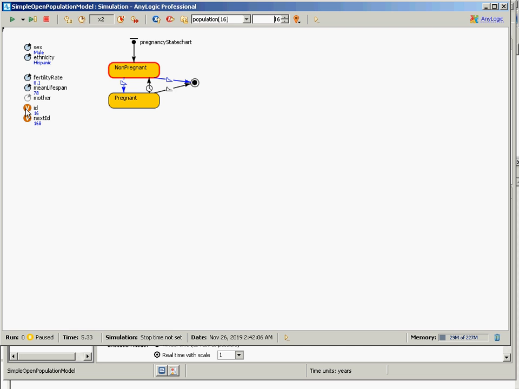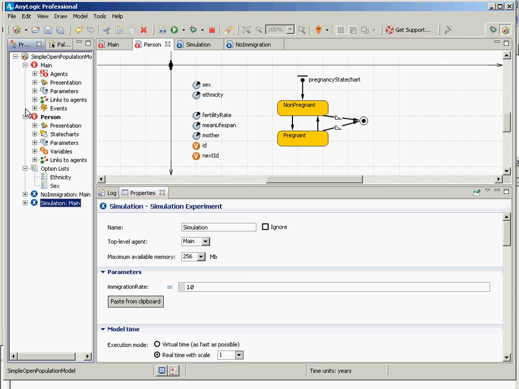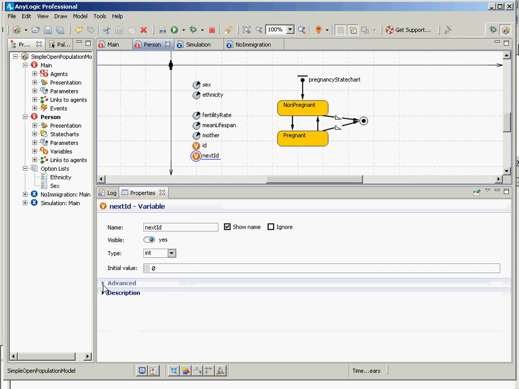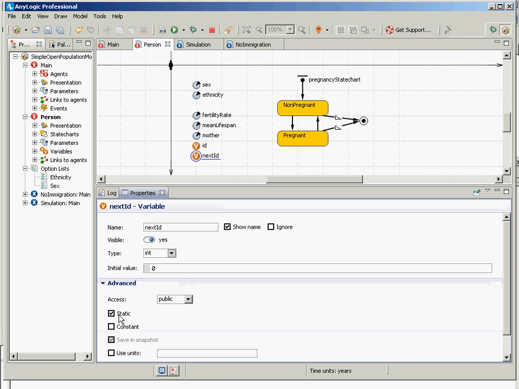I'm sorry for this descent into geekdom on my part. This is what's called a static variable. It doesn't change on a per person basis. It's shared between all people.